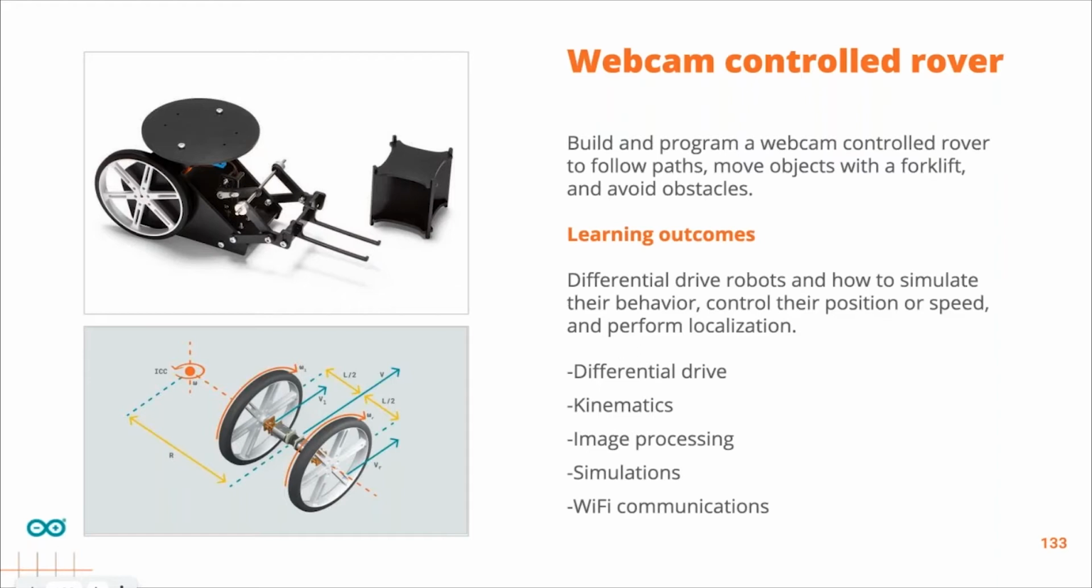The main learning outcomes include understanding the differential motions, understanding the kinematics of the rover locomotion, making use of image processing algorithms to identify the location of the rover based on the webcam, and then moving that to a specified location, making use of simulations to better understand the model before it's applied in the real world, and finally making use of wireless communications to be able to remotely connect and control the device. So if you could take a look at the video.